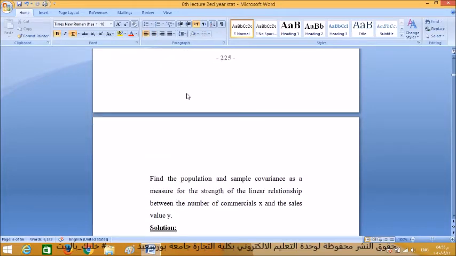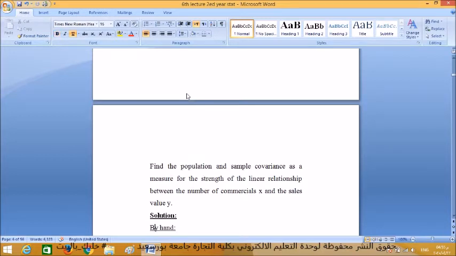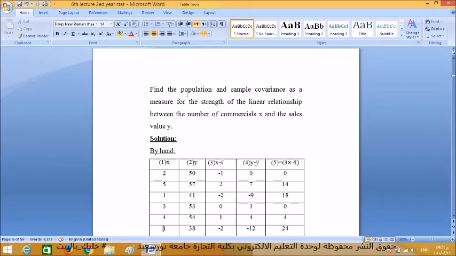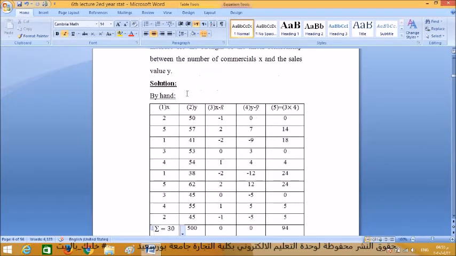Find the population and sample covariance and the measure for the strength of the linear relationship between the number of commercials, number of advertising, denoted by X, and the sales denoted by Y. By hand, you have to construct a table like this. The first column represents the variable X. The second column represents the variable Y.